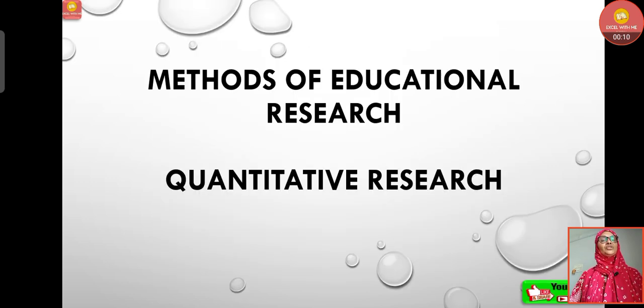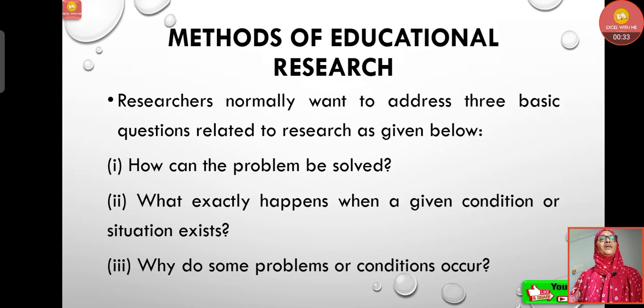Let's start today's topic, methods of educational research. As we have done in the paper research methodology, two topics we have cleared: first, educational research, second, research problem. Third is methods of educational research. Under that we have done the subtopic qualitative research and their types. Today we are going to discuss the quantitative research.